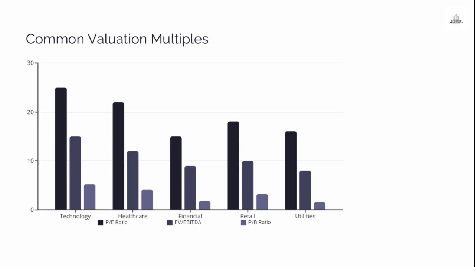Common valuation multiples vary across industries such as technology, healthcare, financial, retail, and utilities. Understanding these multiples, including P/E ratio, EV/EBITDA, and P/B ratio, helps in comparing and contrasting businesses within different sectors.